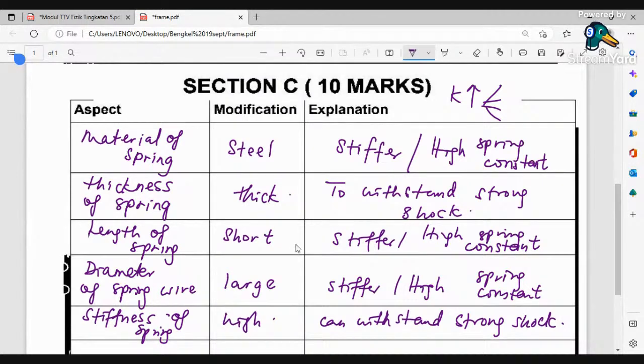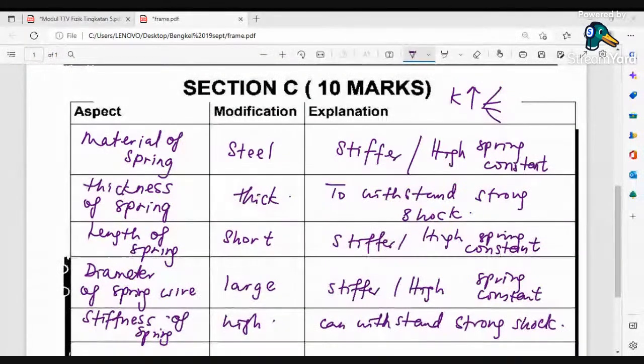Okay. So for this topic, I think that's all. If you have question, just write in chat. Ada soalan? Okay, do you have any question regarding this part?